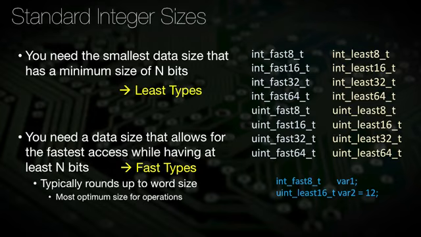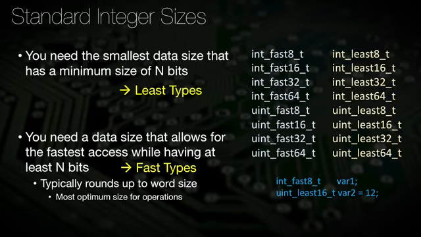The fast type indicates that this data should be represented in a way that the access and use of this type occurs as fast as possible in an architecture with at least n bits. So an int_fast8 type would be implemented with at least 8 bits. However, it would likely be sized up to the size of the word.